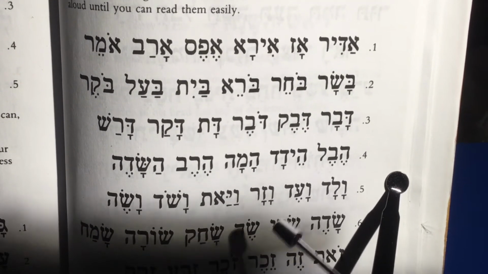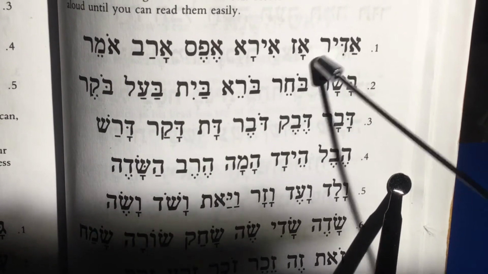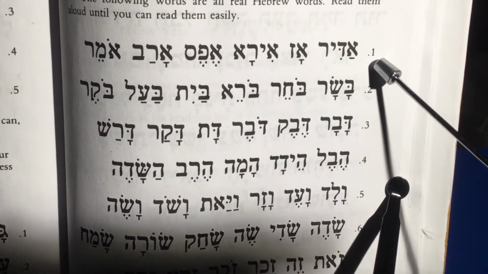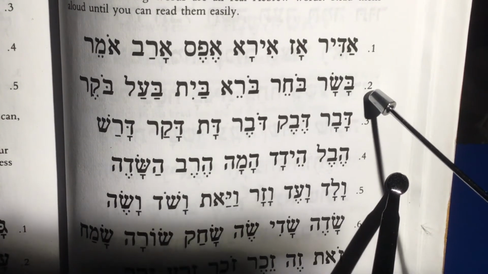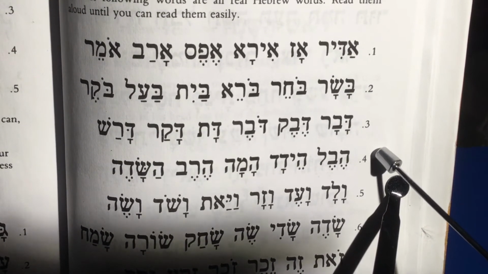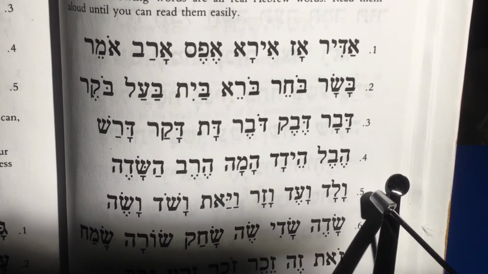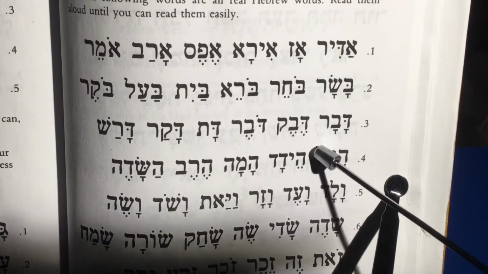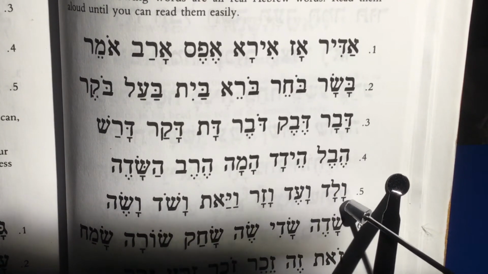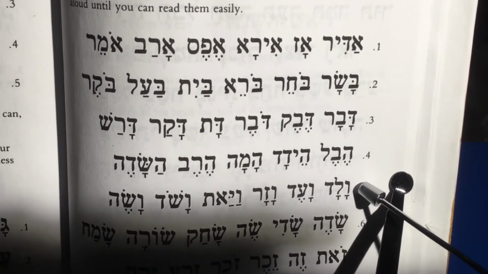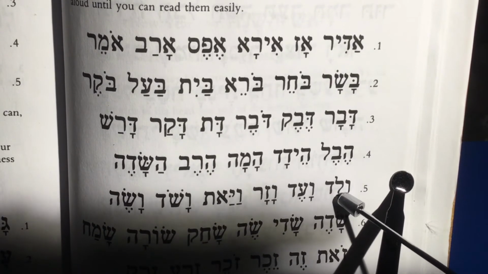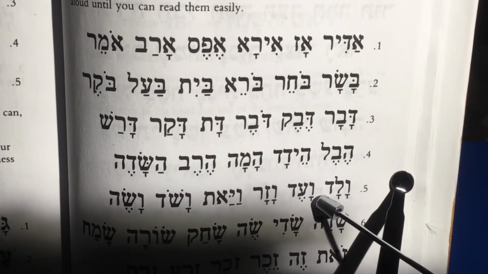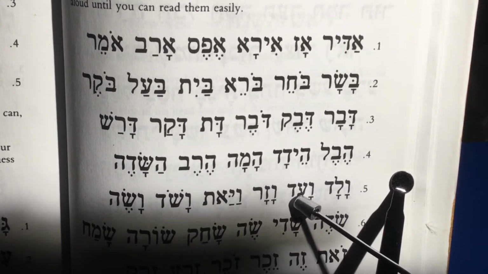All right, and then number 5 is these numbers here. One is echad, shtayim, shnaim, shalosh, arba, and 5 is hamesh, and 6 is shesh. So we are at number 5, va. This is a va, a lot, valat, va ed.